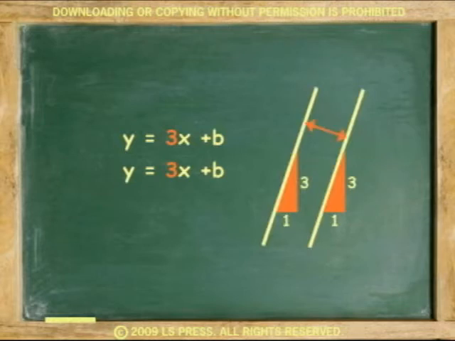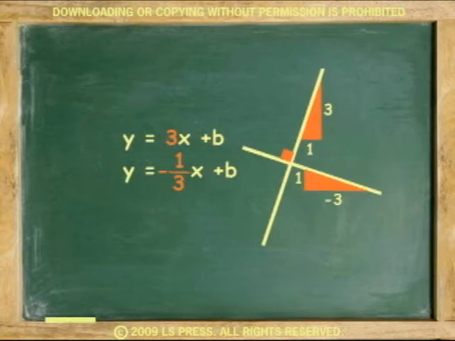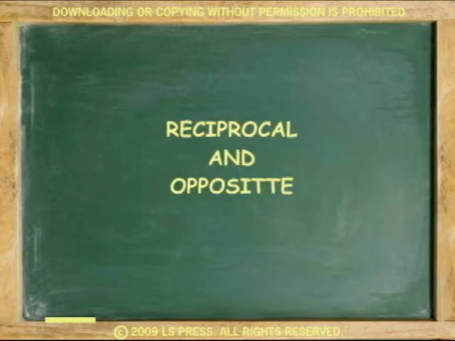If, on the other hand, the slopes are not equal, it means the lines cross like this. If the lines cross at 90 degrees, then the slopes are reciprocal and opposite of each other. This is important. Let's see what reciprocal and opposite mean.